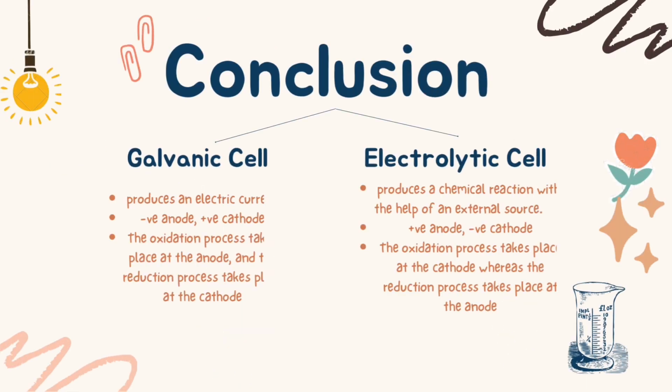Now, to conclude this video, from the above differences between galvanic and electrolytic cells, we can conclude that a galvanic cell produces an electric current with a chemical reaction that happens spontaneously in it, whereas an electrolytic cell does the opposite. This means it brings about the chemical reaction using an electric current from an external source.